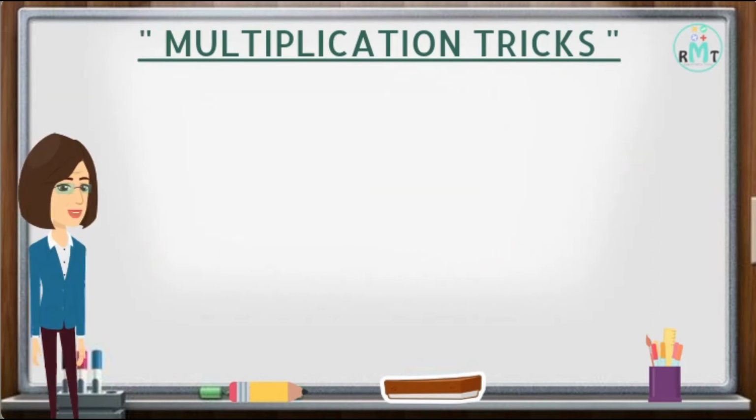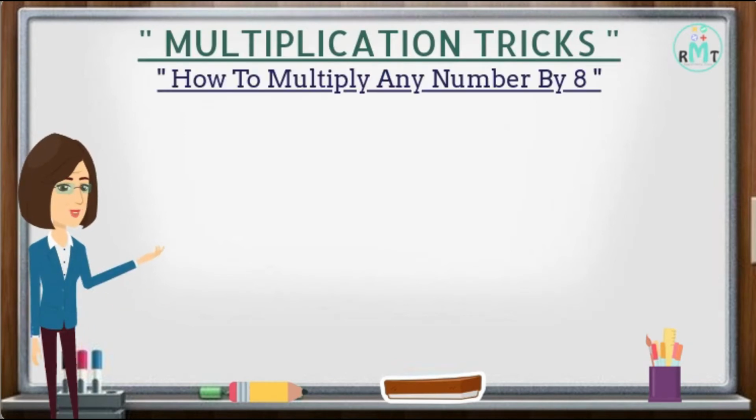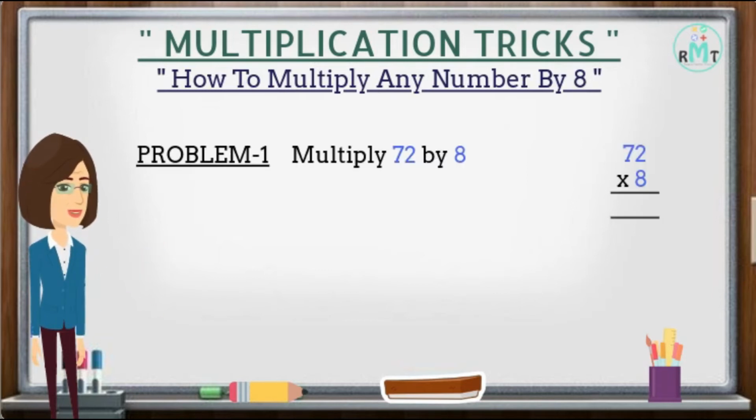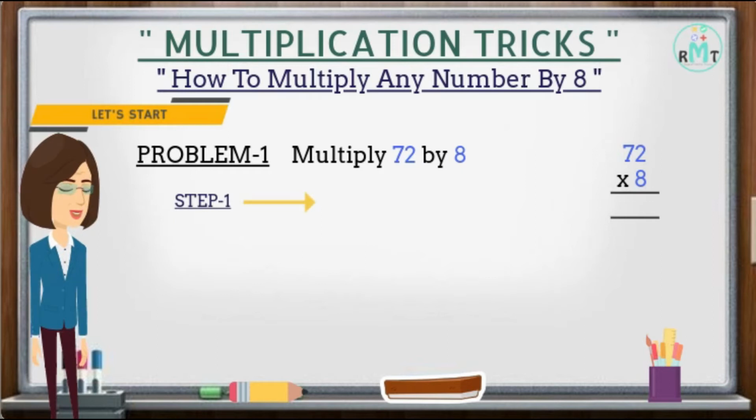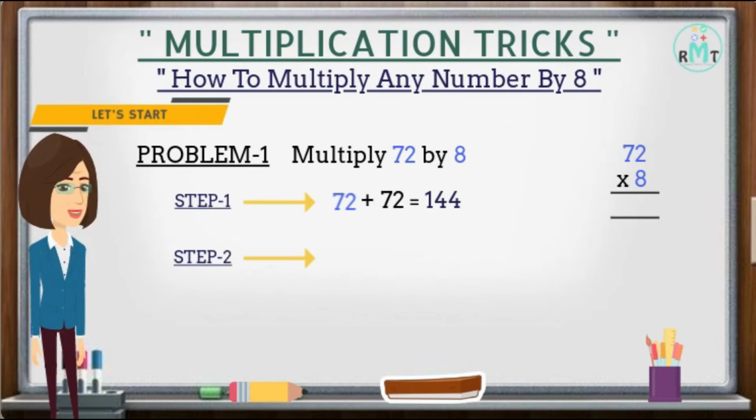4995. Now, let us solve a few problems on trick 2, which is how to multiply any number by 8. Problem 1. Multiply 72 by 8. Let's start. Step 1. First we will add the number 72 to itself, and we get 144 as the answer. Step 2. Now we will double the result which is obtained in step 1, and we get 288 as the answer.